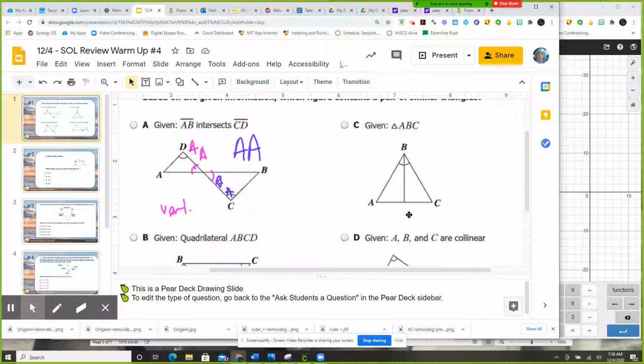What can I mark in C? All I know is that's a triangle. The reflexive side? Yeah, where they come together, that's definitely a reflexive side. Can I mark anything else? Which angles? Right here? Those angles?